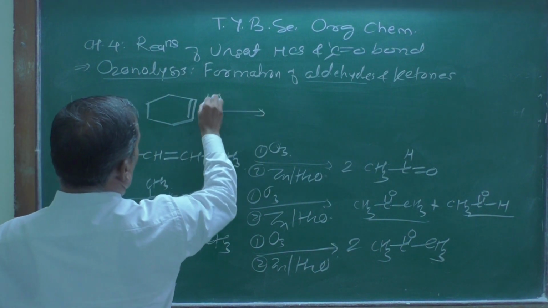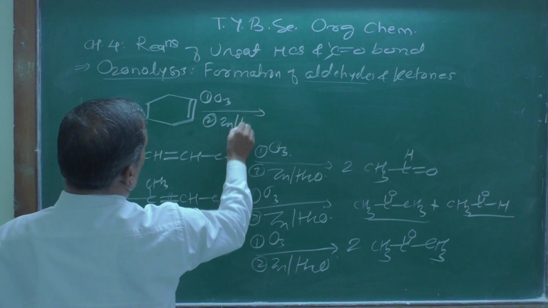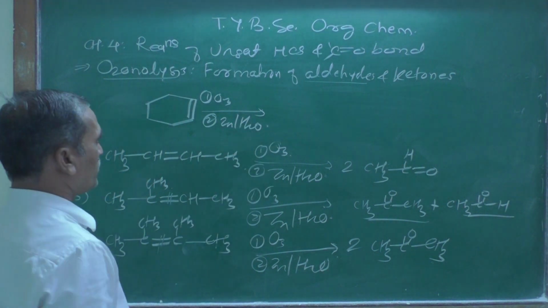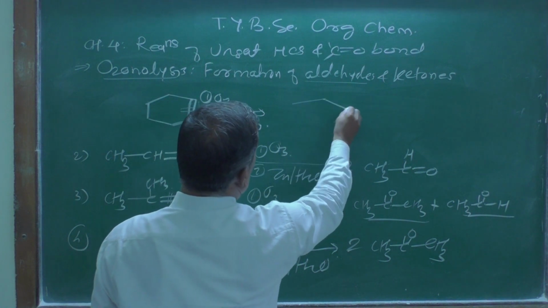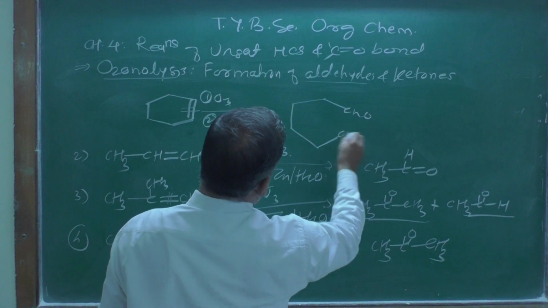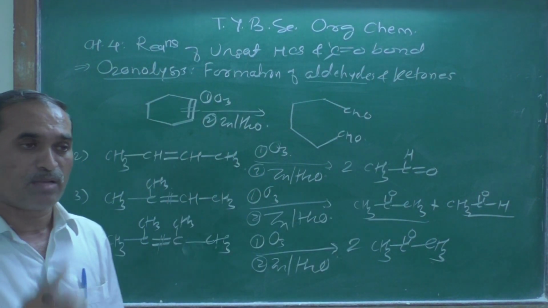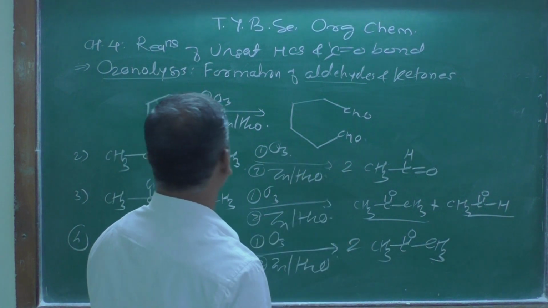The first reagent is O3, and the second is Zn in presence of H2O. What do you get? The ring gets cleaved from here, so you get this type of dialdehyde, CHO and CHO. Dial means two aldehyde groups, so that type of compound.